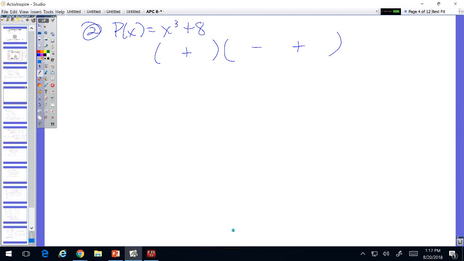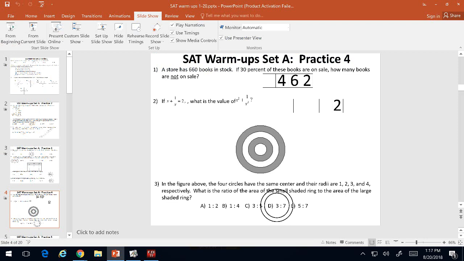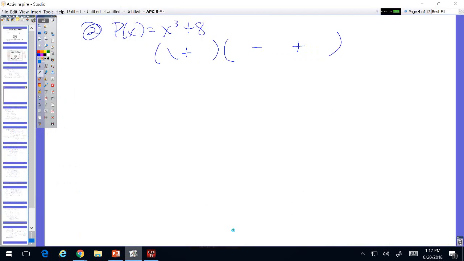Okay. And then we do cube roots. So what is the cube root of x cubed? x. What is the cube root of 8? 2. Okay. So the cube roots go there. Do you all remember that part? Yes. Okay. Now we can ignore this.